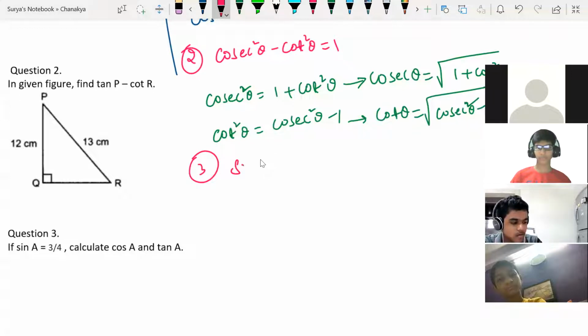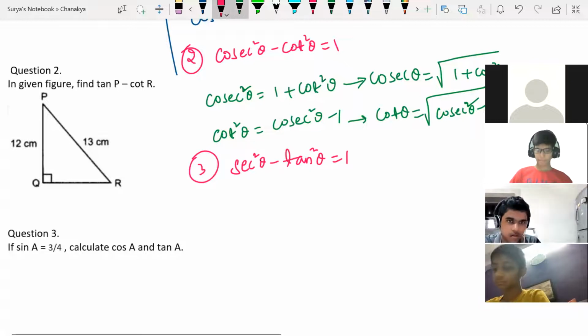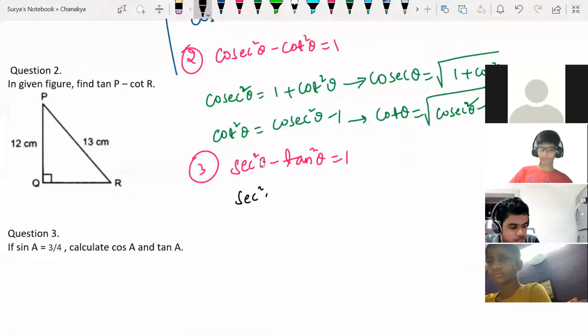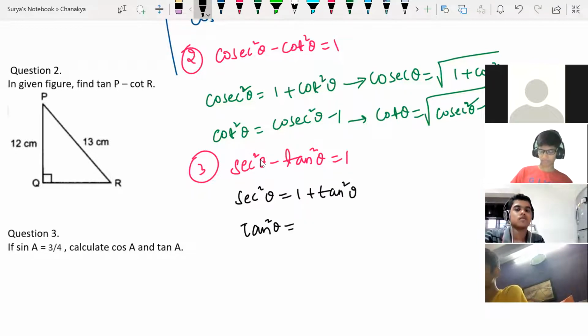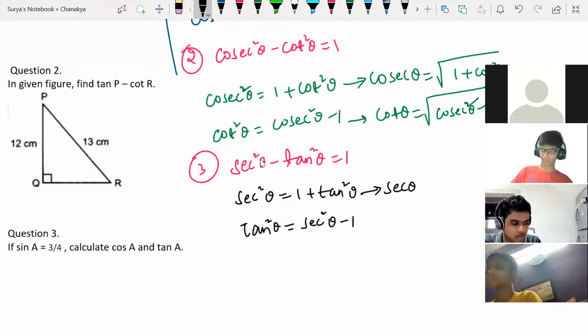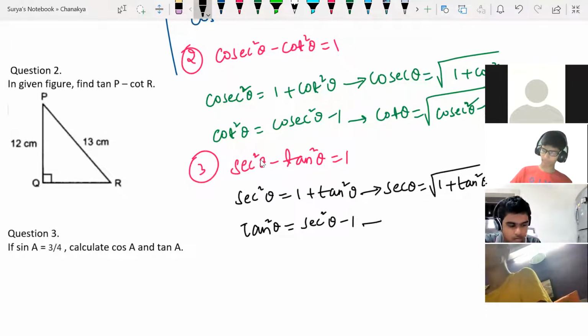Now the third property: secant square theta minus tan square theta is equal to 1. All right. So look at this. Here, secant square theta is equal to 1 plus tan square theta I can write. Or tan square theta is equal to secant square theta minus 1 I can write. So now secant theta can be written as square root of 1 plus tan square theta. Or tan theta can be written as the square root of secant square theta minus 1. All right. Any doubt? So these are the properties.